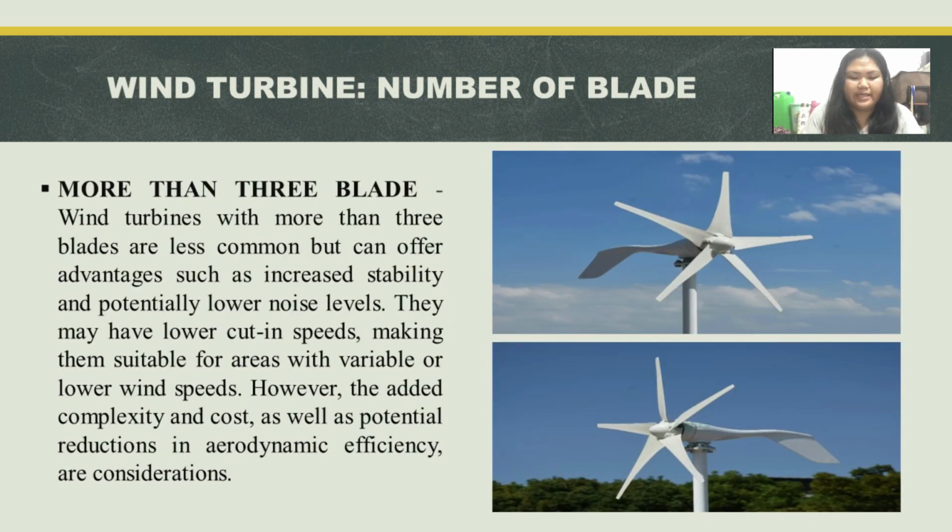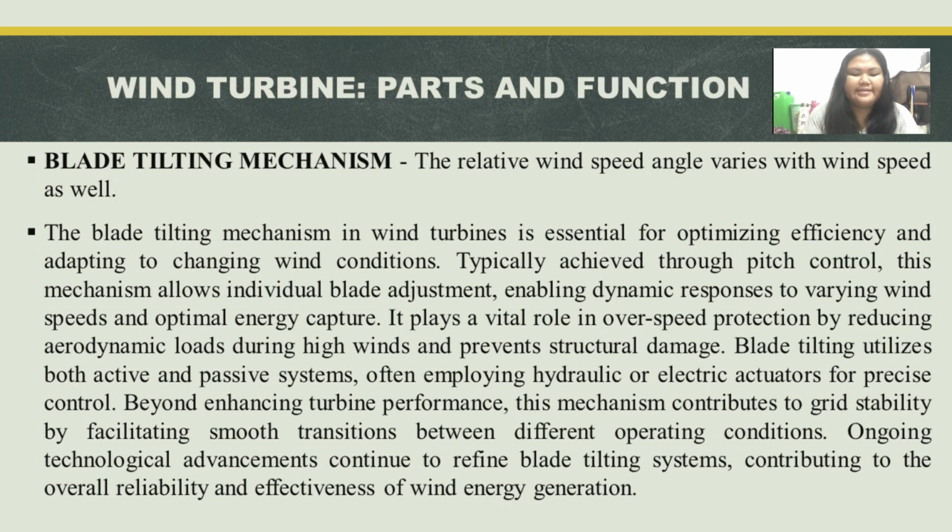More than 3 blades. Wind turbines with more than 3 blades are less common but can offer advantages such as increased stability and potentially lower noise levels. They may have lower cut-in speeds, making them suitable for areas with variable or lower wind speeds. However, the added complexity and cost, as well as potential reduction in aerodynamic efficiency, are considerations.